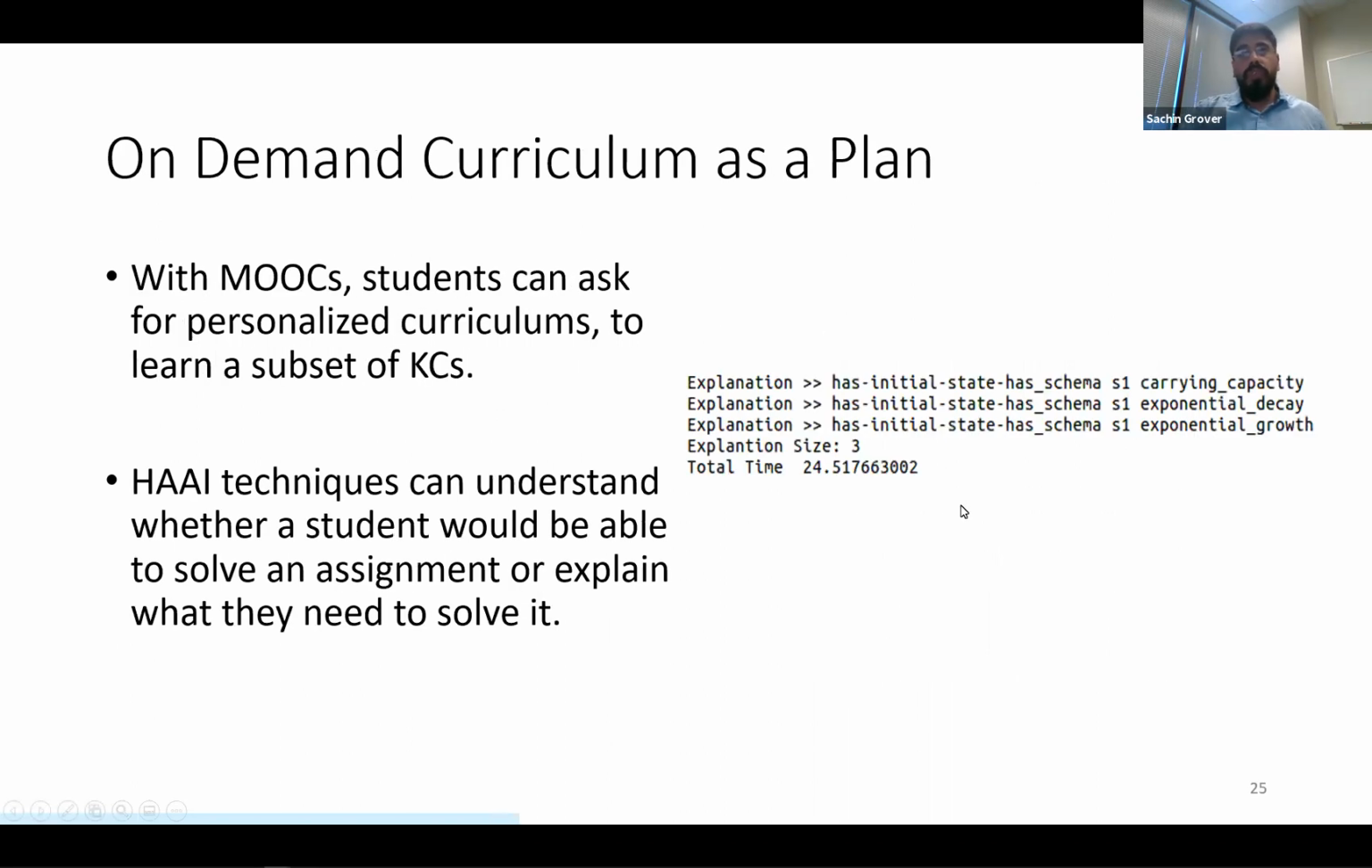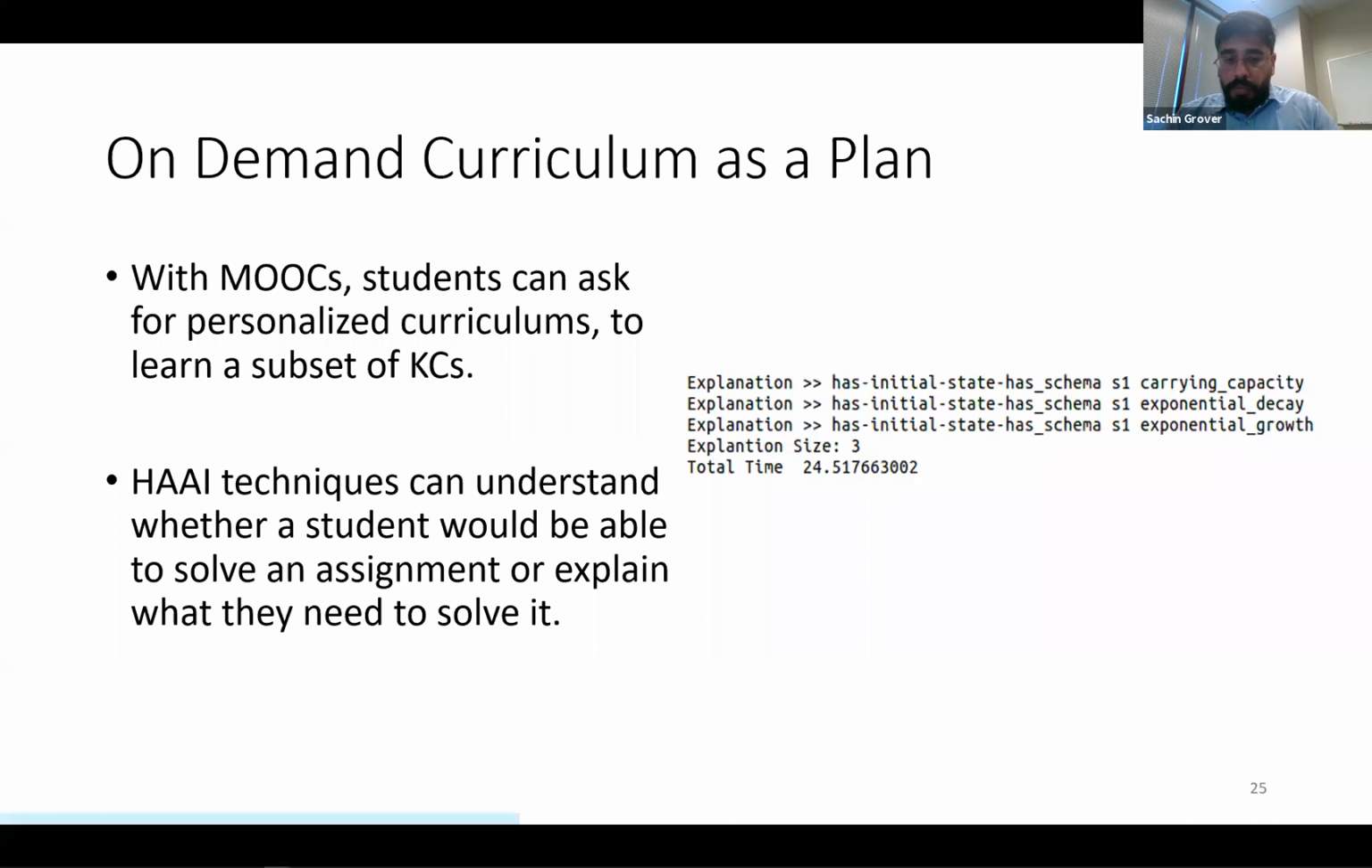Now we come to more recent work, since all these techniques were already part of Dragoon. Now we come to something that we applied. I wanted to apply it to what exactly I bring to the table extra. So we applied it for on-demand curriculum.